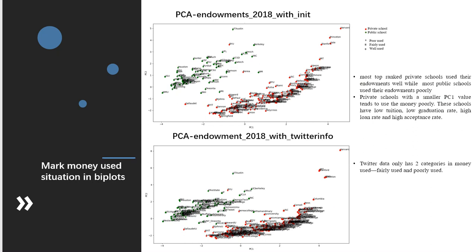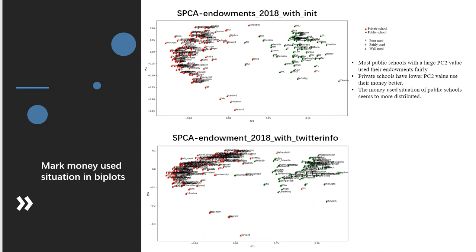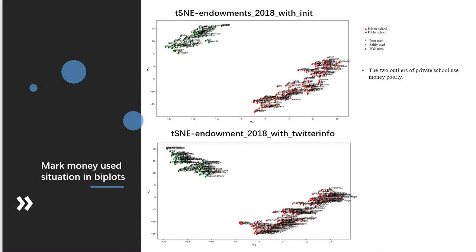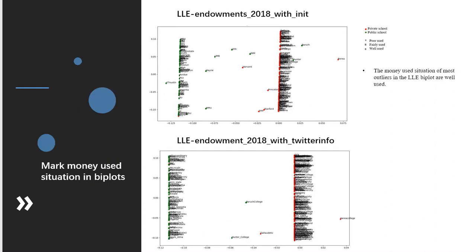Let's look at the money use situation of each school. Most top-ranked private schools use their endowments well, while most public schools use their endowments poorly. Twitter data only has two categories in money used: fairly used and poorly used. Most public schools with a large PC2 value use their endowments fairly. In the TSNE biplots, the two outliers of private school use money poorly. The money use situation of most outliers in the LLE biplot is well used.